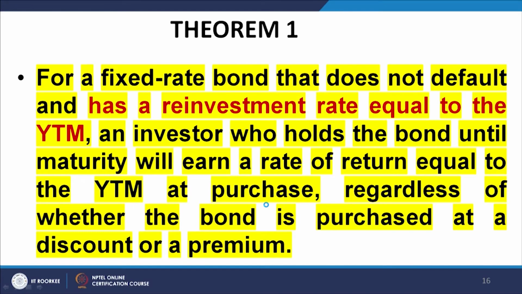Now, this theorem: for a fixed rate bond that does not default and has a reinvestment rate equal to YTM, an investor who holds the bond till maturity will earn a rate of return equal to the YTM at purchase, regardless of whether the bond is purchased at a discount or premium. This is quite a simple, straightforward theorem: if the reinvestment rate is equal to the YTM, then obviously the investor will get a return equal to the YTM at the point of purchase. We have already in fact established it earlier.